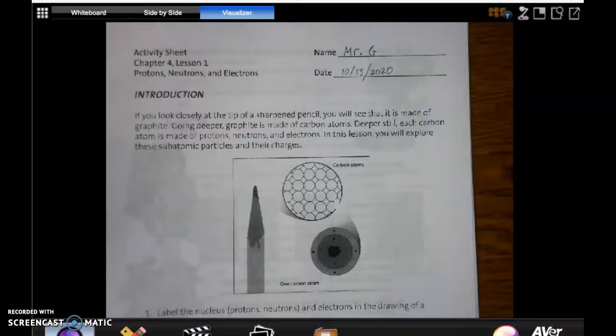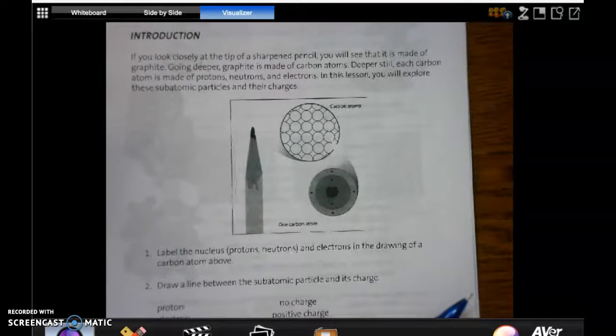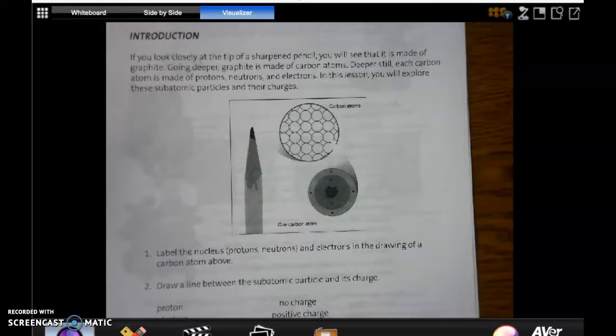So this is our lab for today. Start by putting your name and the date on the paper. We're going to go ahead and slide on down. We're going to start with the activities. The first thing it asks us to do is to label the protons, label the nucleus, which is the protons and the neutrons, and then label the electrons in the drawing of the carbon atom above.